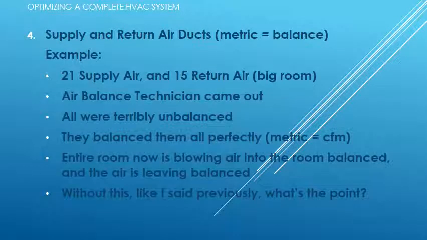In this example, for our particular business, we had 21 supply air ducts and 15 return air ducts, and the air balance technician came out. We were terribly unbalanced. They balanced them all perfectly, and now I can relax knowing that everything is perfectly balanced. And like I said, if it's not balanced, what's the point of having the optimized system? Everything has to be balanced.